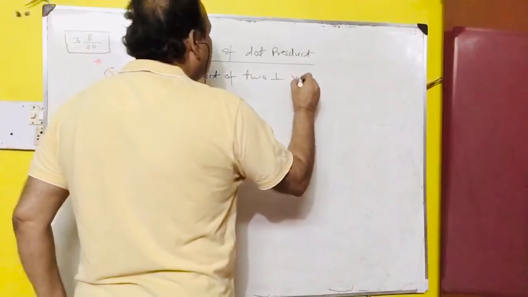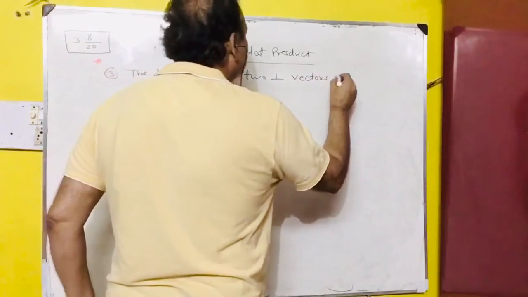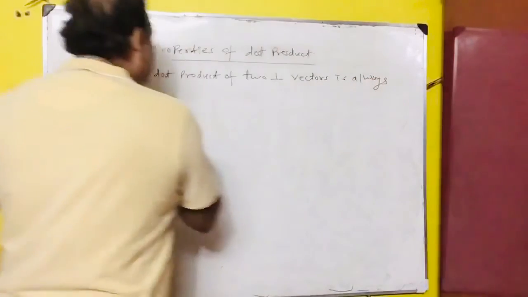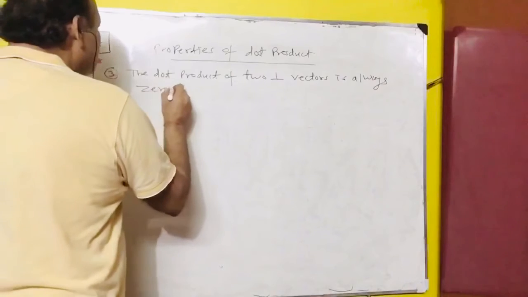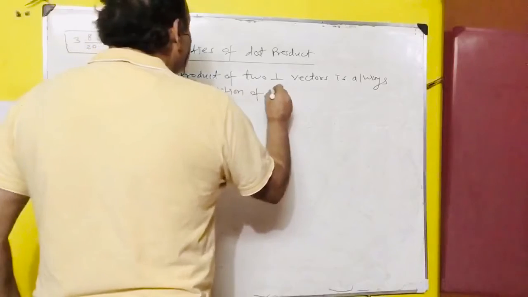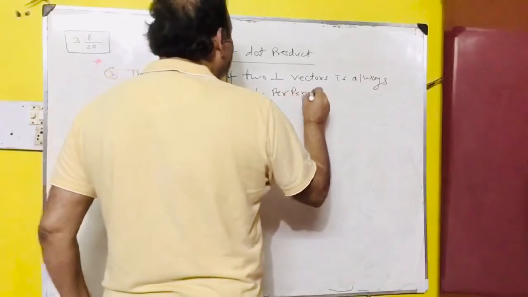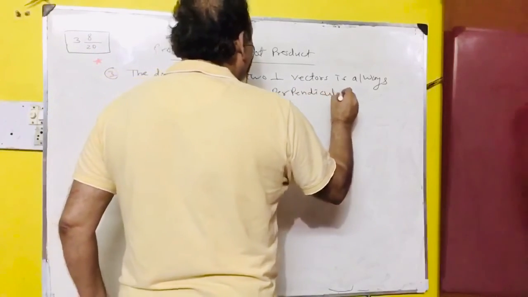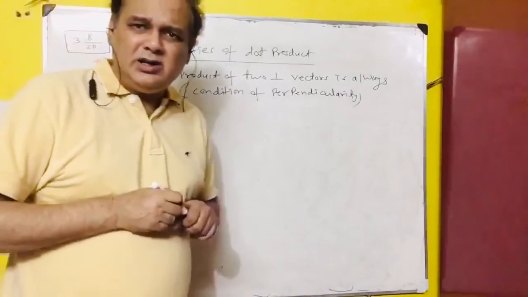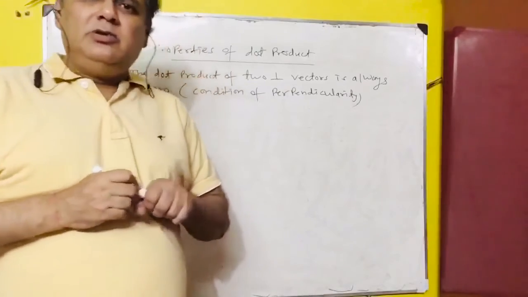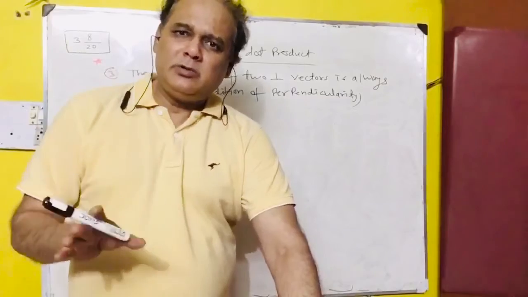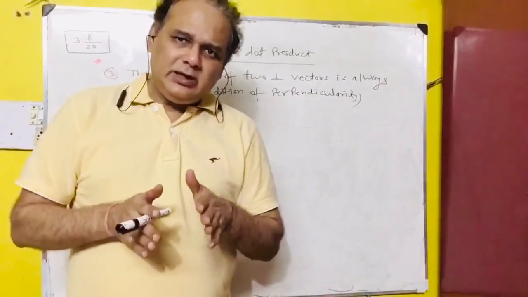The dot product of two perpendicular vectors is always 0. This is known as condition of perpendicularity. ये perpendicularity की condition. Suppose if you want to prove that two vectors are perpendicular, you find their dot product. अगर dot product 0 आता है, then they are perpendicular.